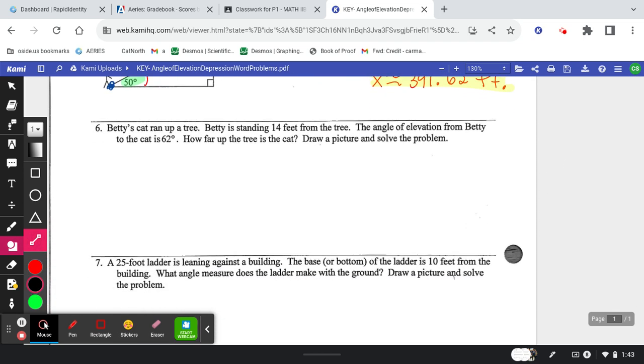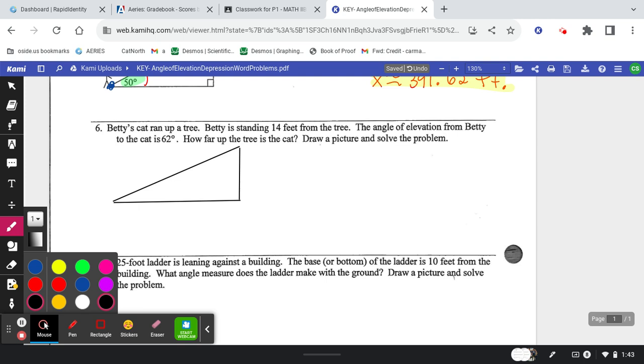Okay, Betty's cat ran up a tree. Betty is standing 14 feet from the tree. The angle of elevation from Betty to the cat is 62 degrees. So here's Betty. Pretend like that's a body and some arms and legs. And then the angle of elevation, 62. Here's the tree with the cat.